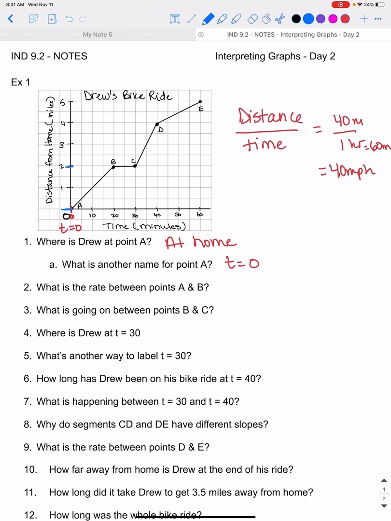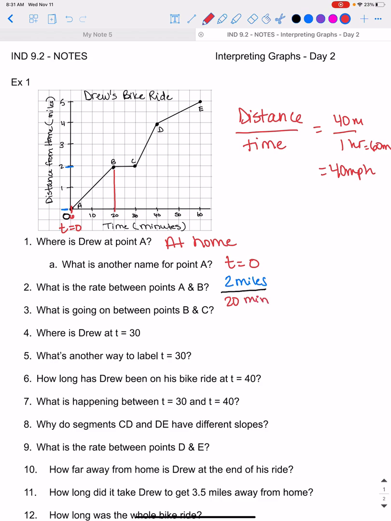So the top of your fraction is 2, right? Because he went 2 miles. And then let's look at our bottom. Well, our bottom is in minutes. So first of all, let's look at how much time elapsed from point A to point B. You've got from 0 to point B right here is 20. So it's 20 minutes, okay, 20 minutes.